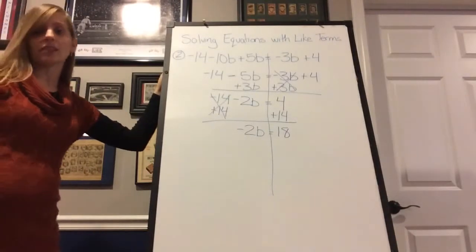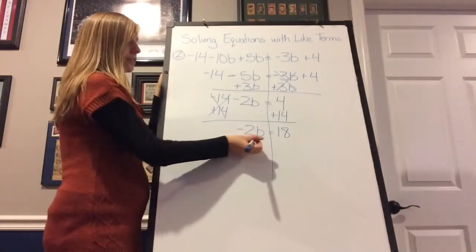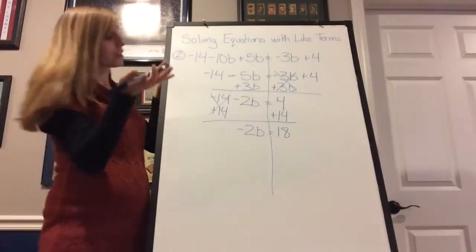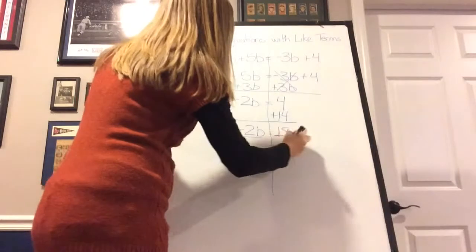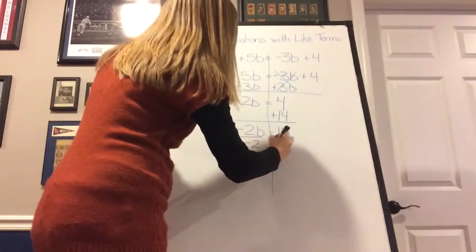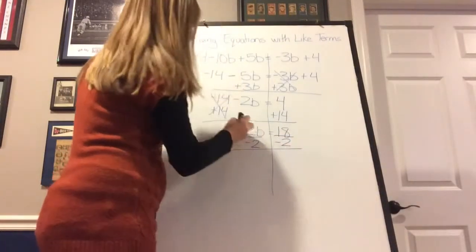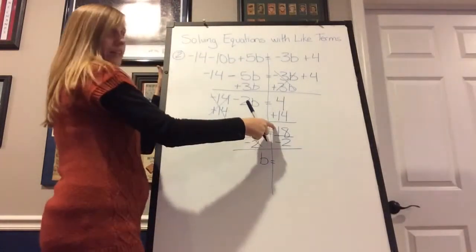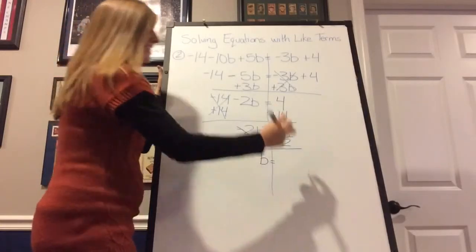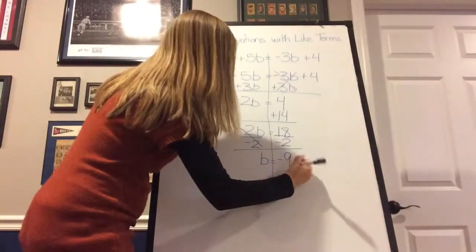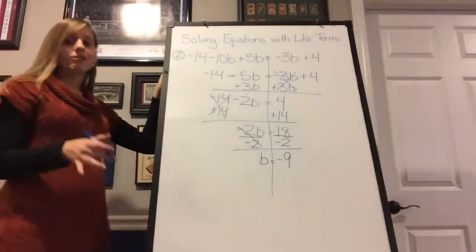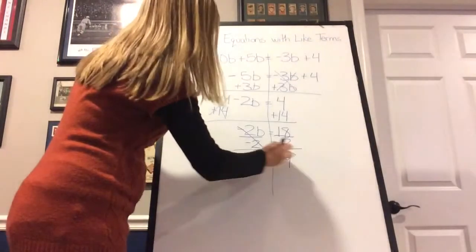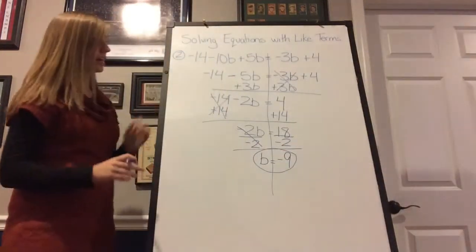We're almost finished at this point. Remember, a number and a letter right next to each other means multiplication, so the opposite would be division. So we need to divide both sides by negative 2. They cancel. I get b equals 18, positive 18, divided by negative 2 is negative 9. Remember, for division, as long as the signs are different, it's going to be negative. It doesn't matter which one's bigger or not. So our answer is b equals negative 9 for problem number 2.